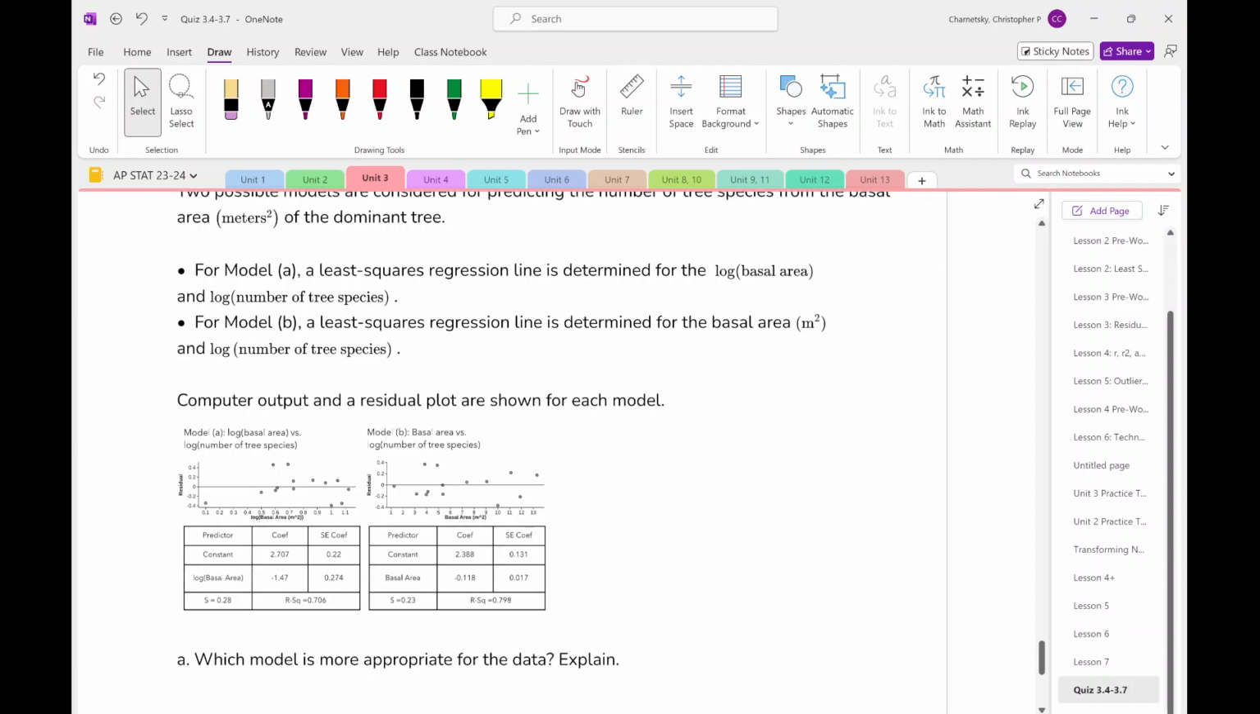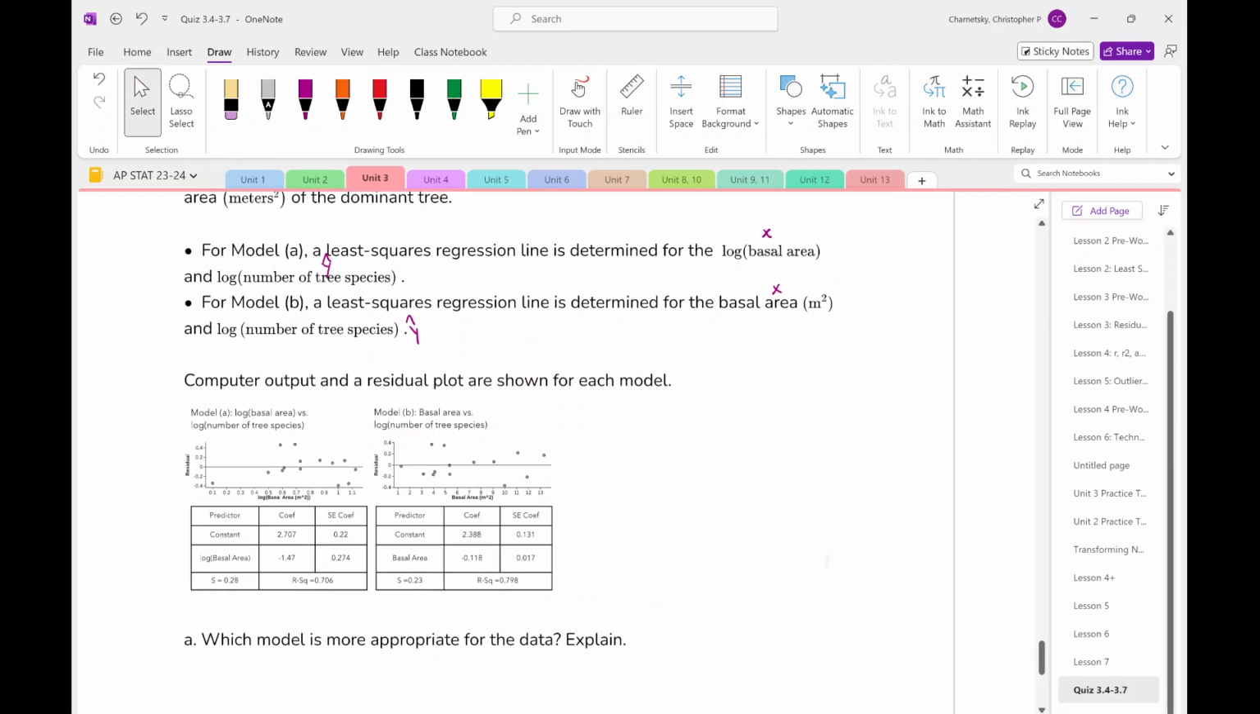So, for Model A, the least squared regression line is determined by doing the log of the basal area compared to the log of the number of tree species. So remember, this is our x, and this is our y hat. Okay. For Model B, the least squared regression line is determined for the basal area. So just using that basal area as our x compared to the log of the tree species. So that's our y hat there.